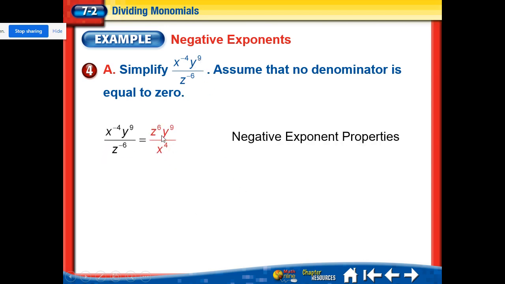Now when you move them, they become happy because they're now in a new spot. So the z goes up, becomes happy, the x comes down and is happy, and that's my new answer.